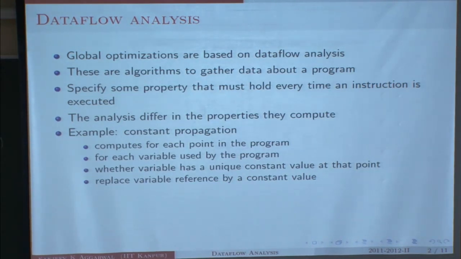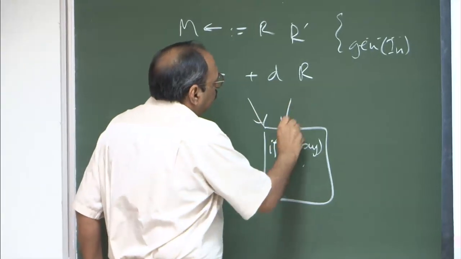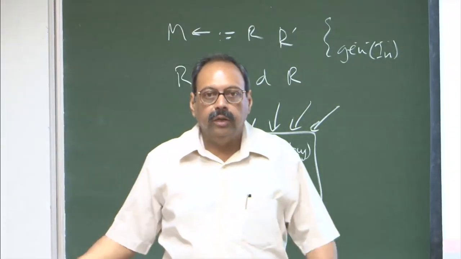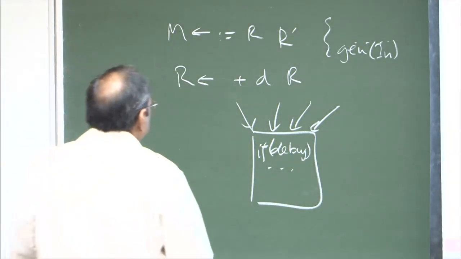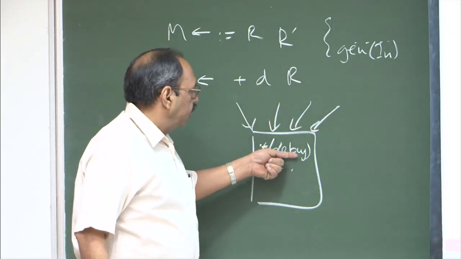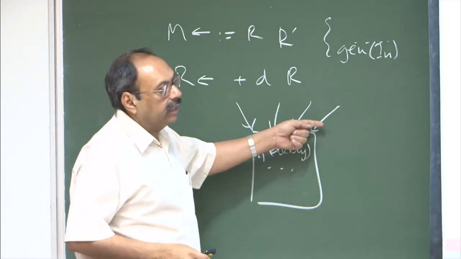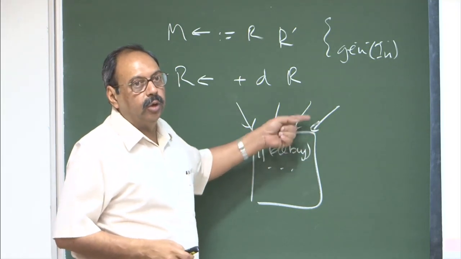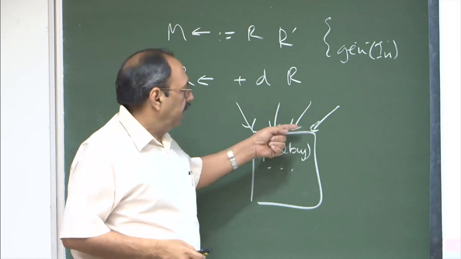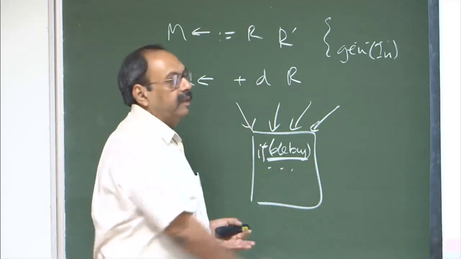Okay? So for example, look at the basic block which contains this instruction, which says if debug, and then do something, and there are multiple paths coming into this basic block in my control flow graph. If I can assert by analysis of this program that it doesn't matter which path is taken, at this program point the value of debug will always be 0. And when I say it doesn't matter which path is taken, that means I must check this property on all the paths before I can make this assertion. If I can check that, and debug always turns out to be 0, then I can always replace this value by 0.